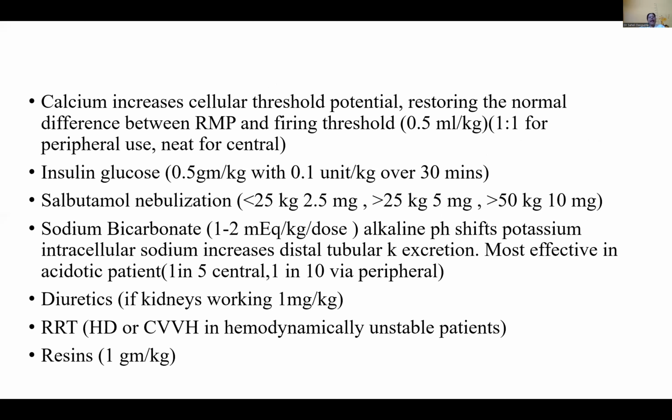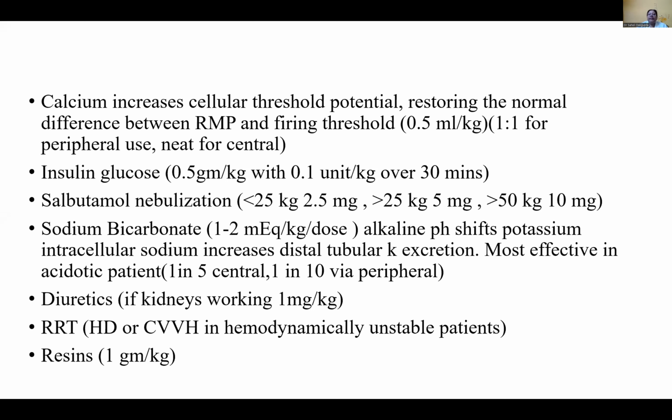I've told you that calcium basically increases the cellular threshold potential, restoring the normal difference between the RMP and firing threshold. Generally, we give calcium gluconate 0.5 to 1 ml per kg over 10 to 15 minutes under cardiac monitoring. 1:1 dilution for peripheral use, and neat we can use for central. And insulin glucose also we can use, that is 0.5 gram per kg with 0.1 unit per kg of insulin over 30 minutes. We can give salbutamol nebulization: if less than 25 kg, 2.5 mg, more than 25 kg, 5 mg, and more than 15 kg, 10 mg.